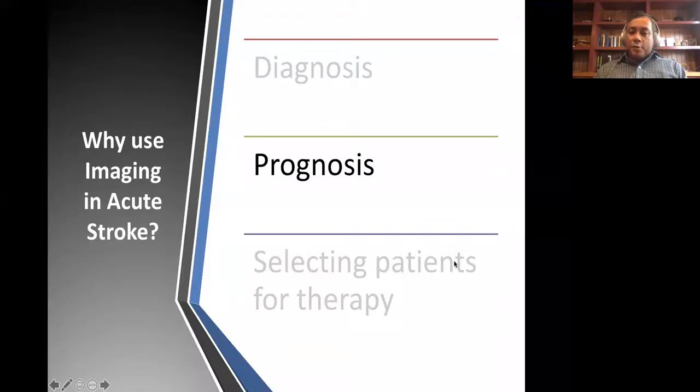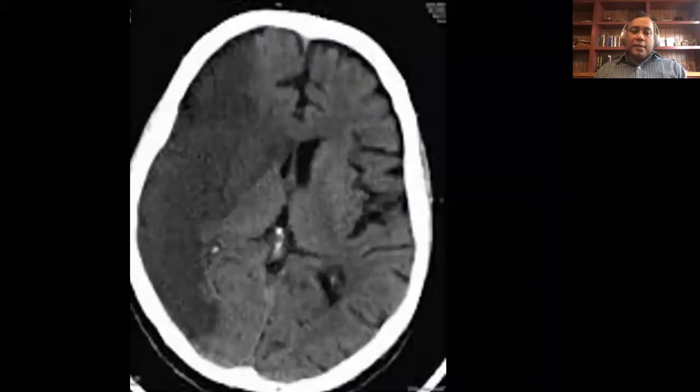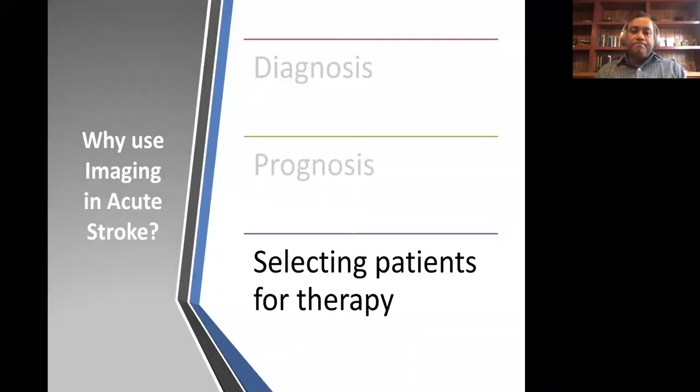The next is prognosis. We want to know how a patient would do. And imaging is a significant determinant of prognosis. You see on the right MCA territory here, a huge stroke. The extent is big. This patient is not likely to do well. And so you can inform your patient about prognosis.